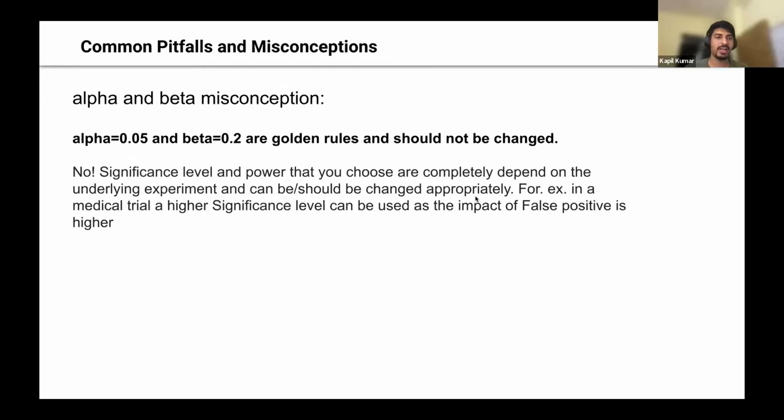Third misconception, the alpha and beta misconception. Basically, this is the industry standard that alpha should be 0.05 and beta should be 0.2. These are not golden rules. They can be and should be changed based on your problem statement.